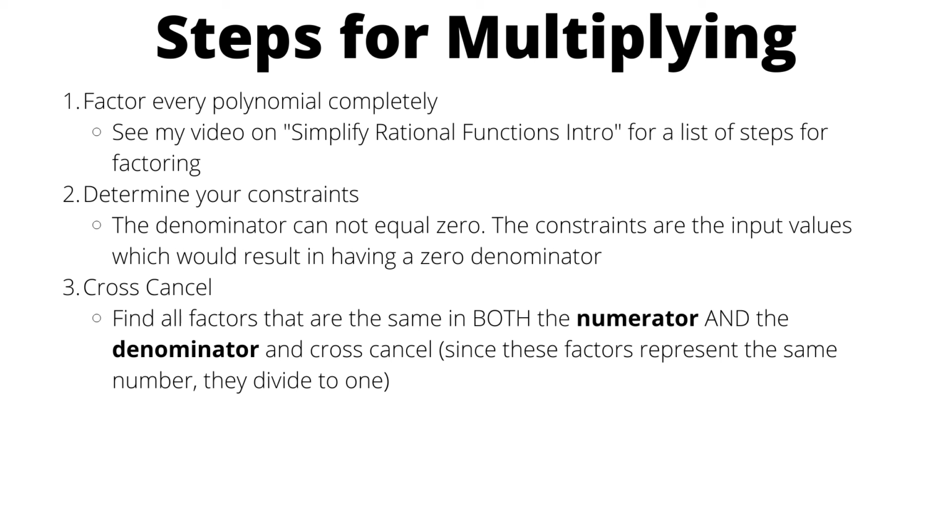Step number 3, you want to cross-cancel. You want to find all the factors that are the same in both the numerator and the denominator and cross-cancel these. The reason this works out is because these factors are both in the numerator and the denominator. They would divide to 1 because they represent the same number. Go ahead and pause this video before we move on.